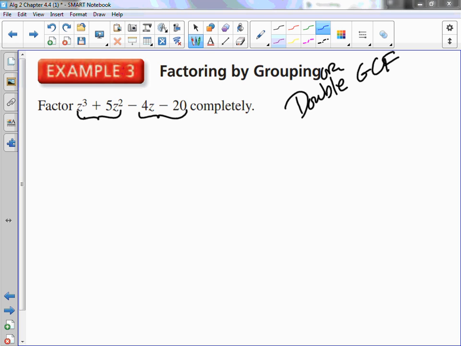Because when I look at just the first two terms, z cubed and 5z squared, is there a greatest common factor between them? Well, there is. It's not just z, it would be z squared. Because I can factor z squared out of both of these. Z squared out of z cubed would leave me with z. Z squared out of 5z squared would be plus 5.